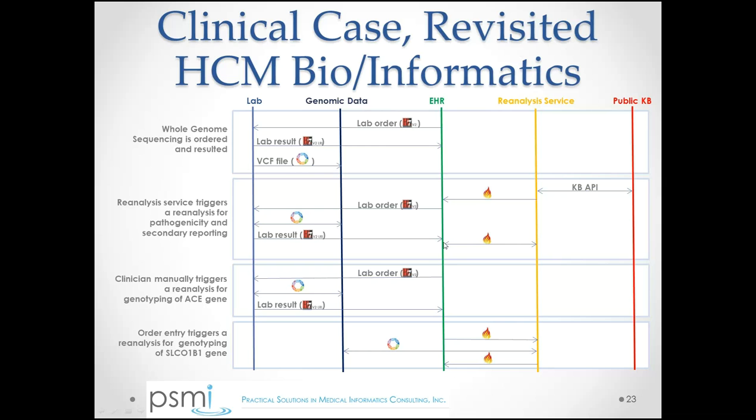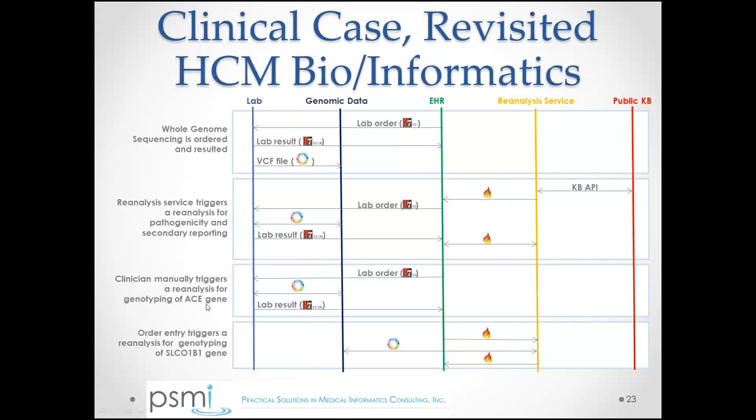But there's still a need to compute the delta, right? The EHR has information about pathogenicity that may have actually been reported to the patient a year ago. So the reanalysis service here continues to interact with the EHR to help compute the delta. What's different from a year ago? What do we need to actually notify the provider about? What do we need to actually notify the patient about?